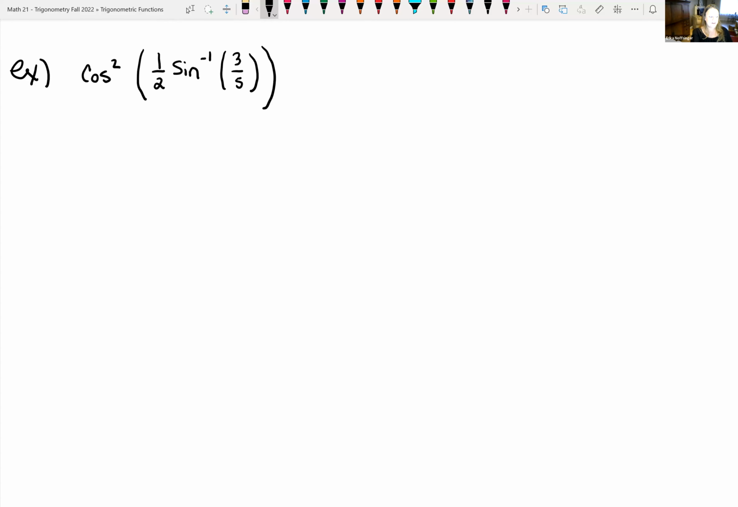So our next example in front of us is cosine squared of 1/2 sine inverse of 3/5. So first thing you should do when you're looking at these is see if you can evaluate the inner piece. So sine inverse of 3/5. We don't know what value of sine gives us back 3/5. And so if we don't know that value, then we want to create our triangle. And so we're going to let A equal sine inverse of 3/5. So now if we take the sine of both sides, we get sine of A is equal to 3/5.